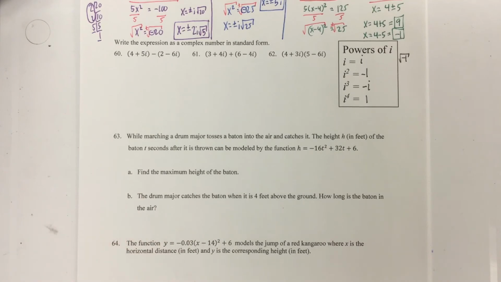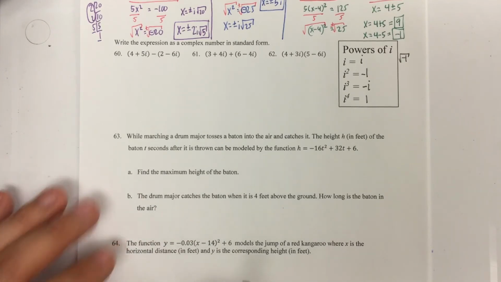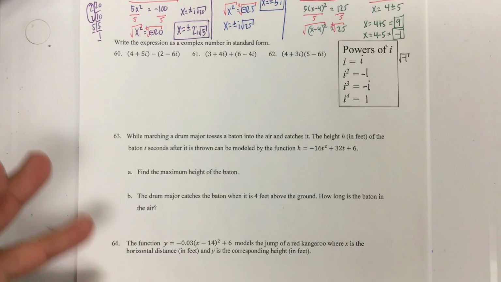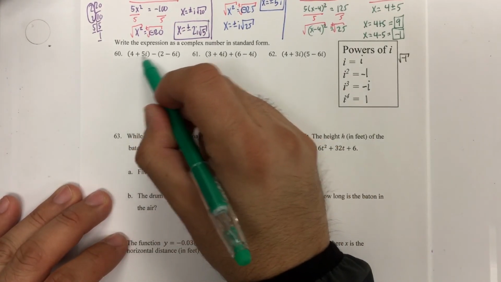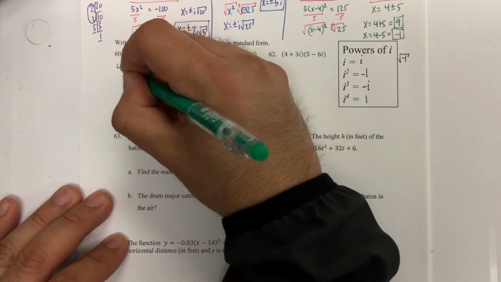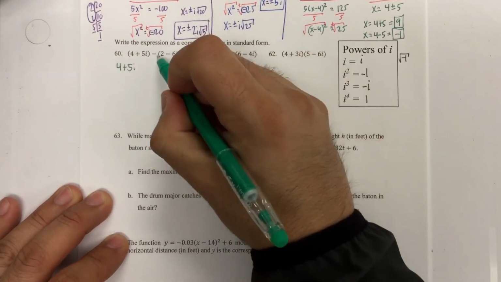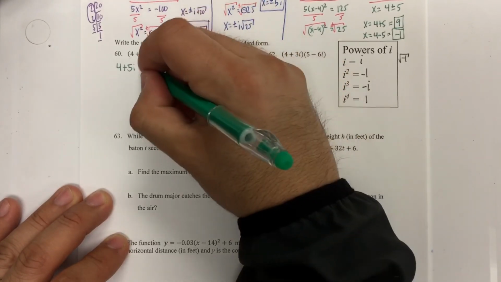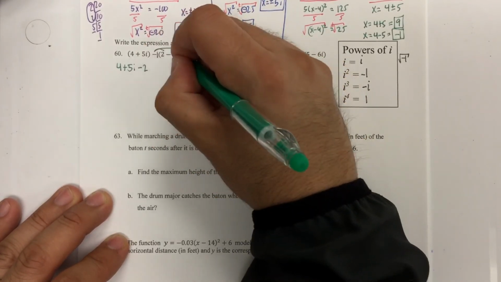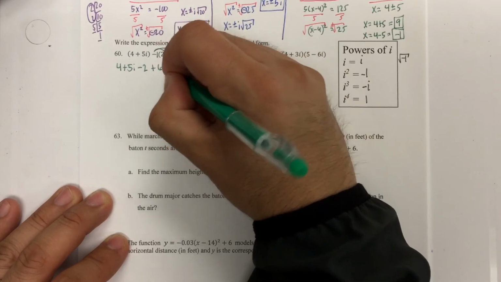So let me walk you through these last few problems here. For the first one, they're adding and subtracting. So for here, there's no need for these parentheses, so I'm just going to rewrite it as 4 plus 5i. Now this negative sign here, I'm going to distribute it. -1 times 2 is -2. -1 times -6i is positive 6i.